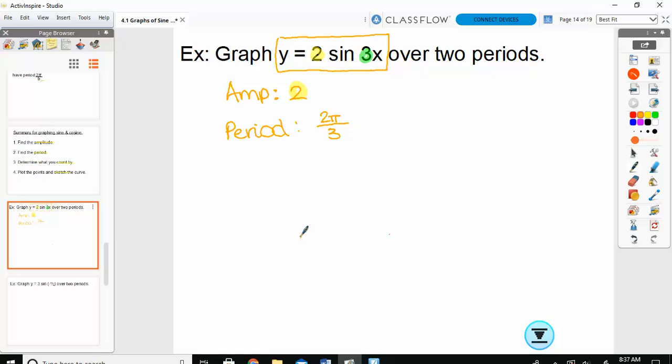We prefer to keep things in terms of pi if we can. So if it were like 2 pi over 4, I would want you to reduce that to pi over 2. But I don't want to change 2 pi over 3 into a decimal. Just leave it like that.